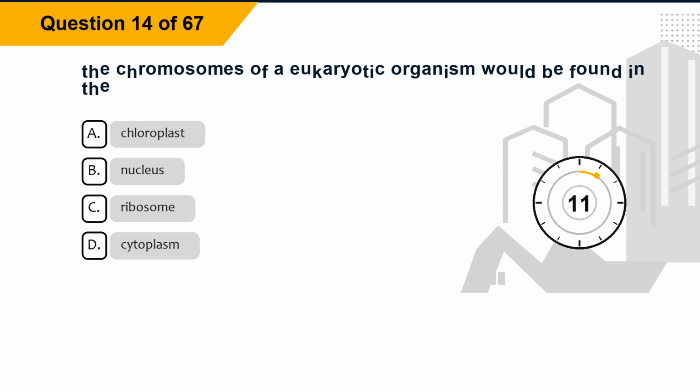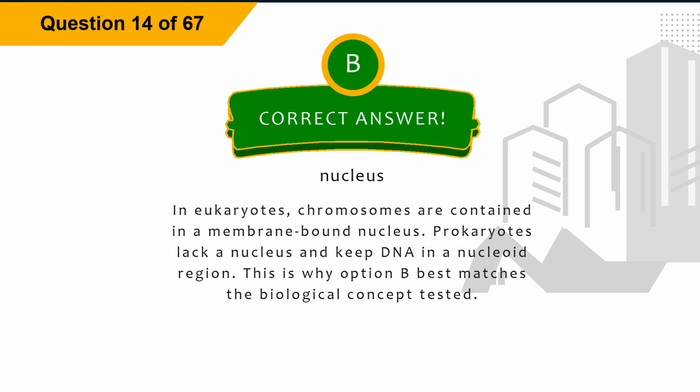Question 14. The chromosomes of a eukaryotic organism would be found in the option A, chloroplast, option B, nucleus, option C, ribosome, option D, cytoplasm. The correct answer is option B, nucleus. Explanation: in eukaryotes, chromosomes are contained in a membrane-bound nucleus. Prokaryotes lack a nucleus and keep DNA in a nucleoid region. This is why option B best matches the biological concept tested.